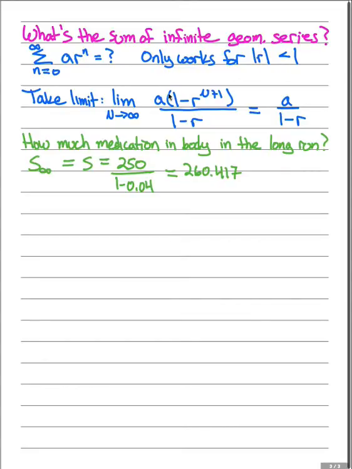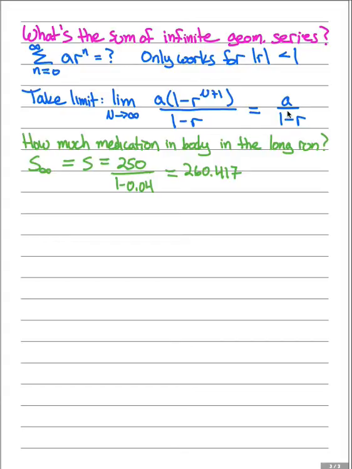And it's easy to get the answer. We just take our finite result and take the limit as n goes to infinity. So if r is something less than 1 in absolute value, when you take that to a really large, approaching infinite power, it goes away. And what we're left with is a over 1 minus r.